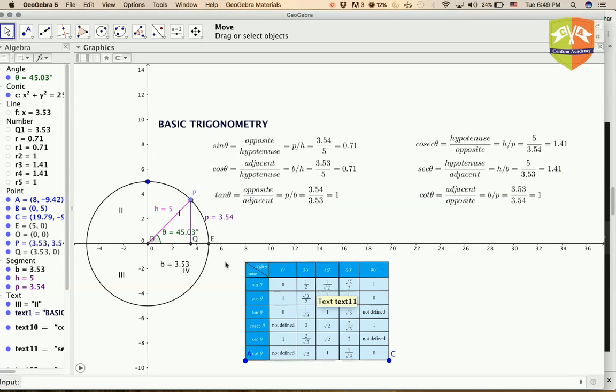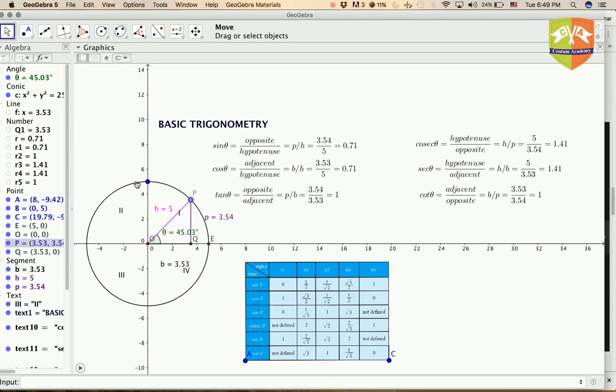So this is how we have calculated, for different values of theta, 30 degrees, 45, 60, and 90, the 6 standard ratios, and the table has been given over here. One question could be, what happens if theta goes beyond 90 degrees? So let's see what happens.